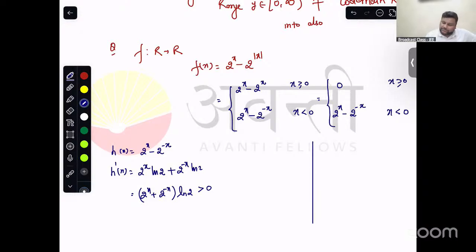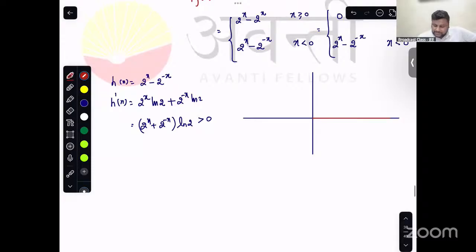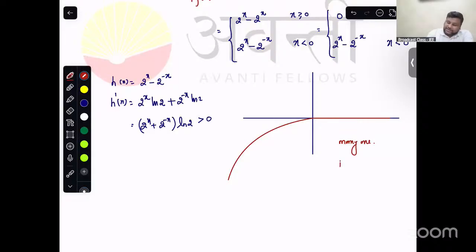Now, if I draw its graph, when x is more than 0, this function is 0, a straight line. When x is less than 0, it is going to be increasing. Means something like this is happening. That means what? Many one, because at every positive value, it is 0. And definitely it is into also, because the codomain is given to me as R, whereas the range is minus infinity to 0. Am I correct? So it is many one into.